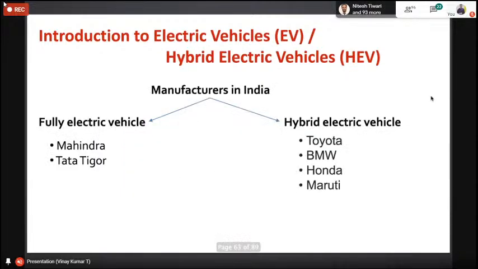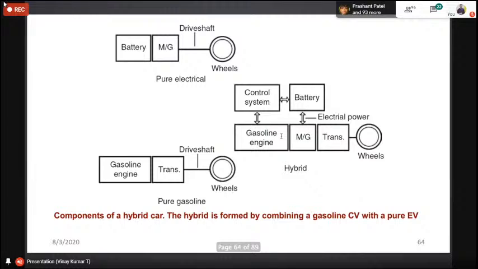These are the manufacturing companies in India. Full electric vehicles: Mahindra, Tata, Tiger. Next, hybrid electric vehicles: Toyota, BMW, Honda, Maruti, right? These are the manufacturing companies in India, for pure electric vehicles and hybrid. Hybrid electric means a combination of electric motor and IC engine, right?